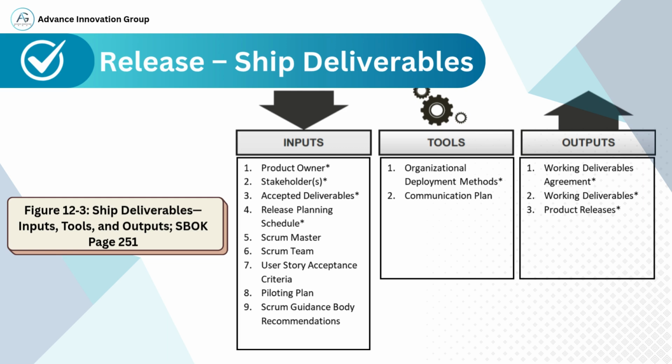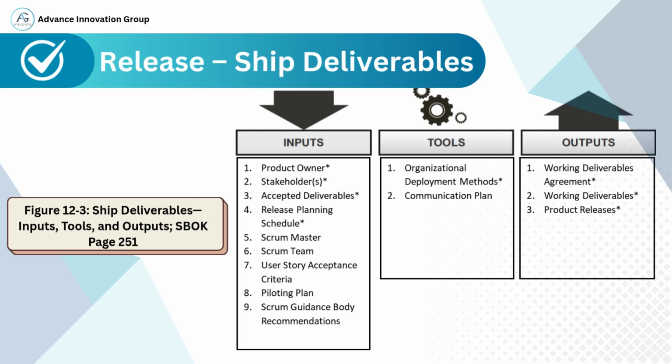Tools. Two important tools aid in delivering the product smoothly. 1. Organizational deployment methods, the company's standardized way to release products, e.g., CI or CD pipelines, staging environments, or phased rollouts. 2. Communication plan, which ensures all stakeholders are informed about what's being shipped, when, and how.